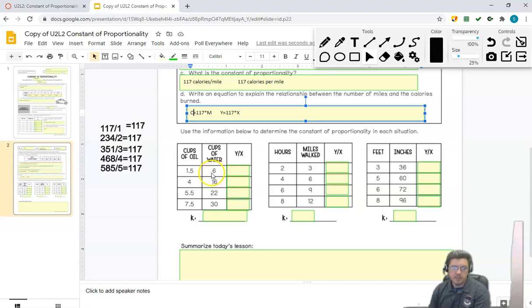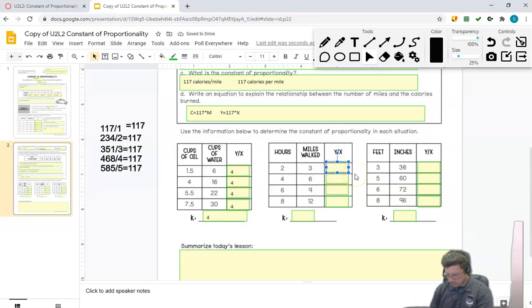All right? Now let's check to see if these are proportional. 6 divided by 1.5, well, that's 4. 16 divided by 4 is 4. 22 divided by 5.5 is 4. And 30 divided by 7.5 is 4. Yes, it's proportional, and our constant of proportionality is 4.